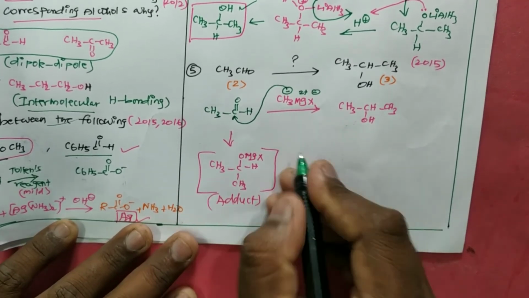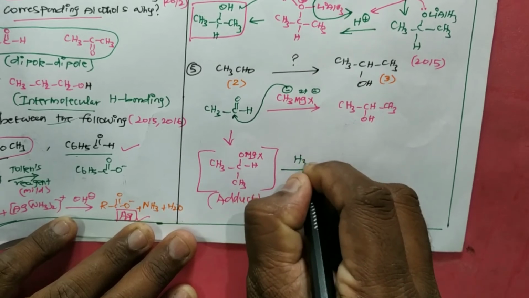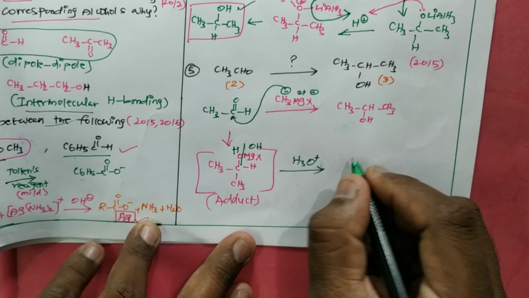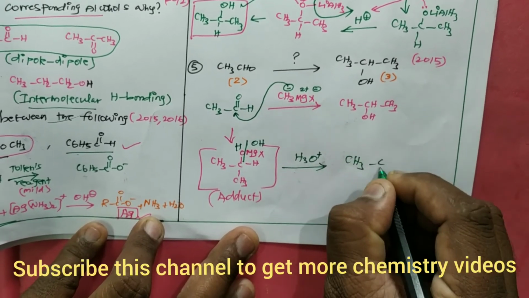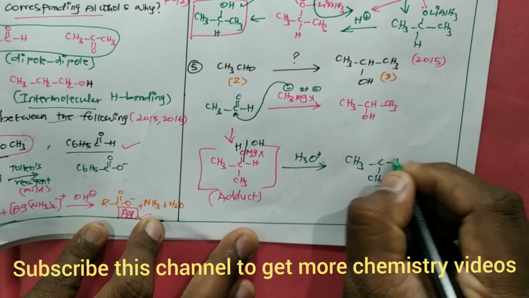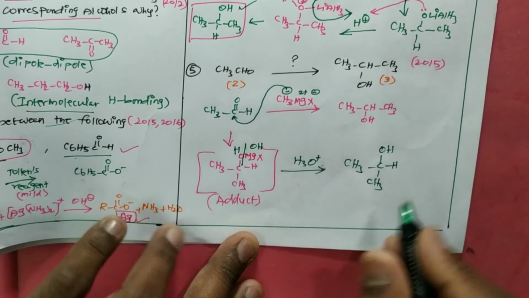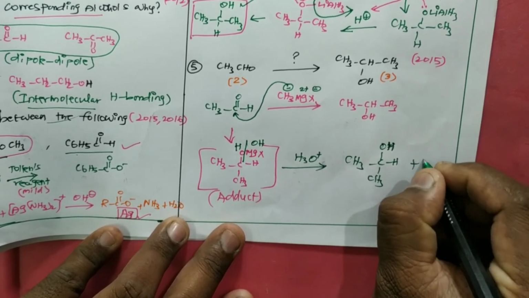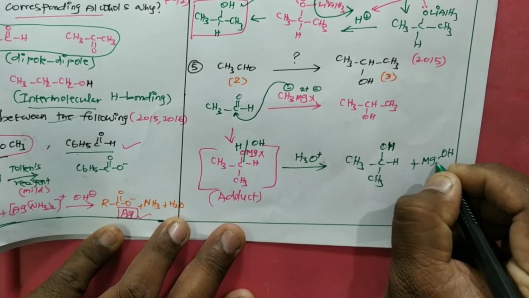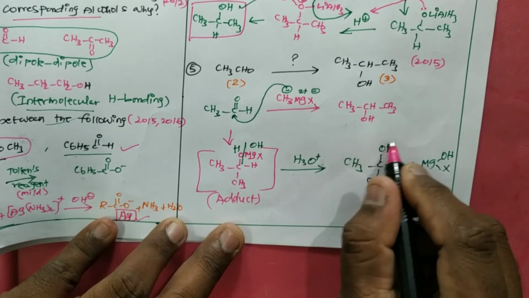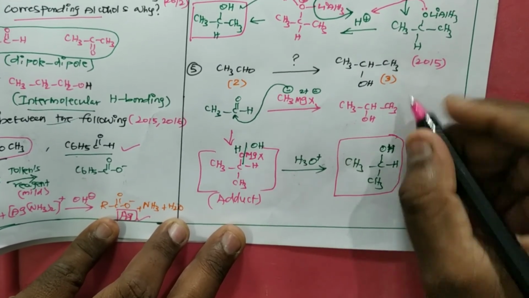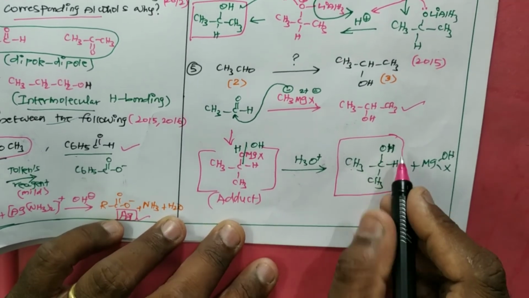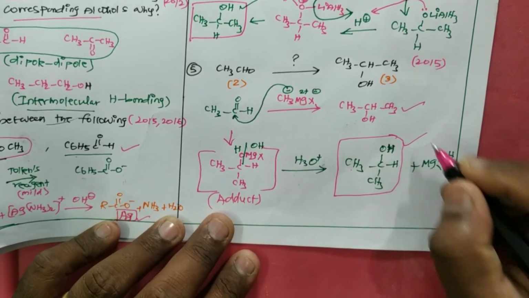This formed adduct will be hydrolyzed with H3O plus. So here it is H, here it is OH. I'll be getting a product CH3, C, CH3, H, and here it is OH. So I'll be getting a 2 degree alcohol here along with Mg, OH and X. So I'll be getting an alcohol. This is also a 2 degree alcohol. What is the product I'm getting? Total number of carbon atoms 1, 2, 3, I'll be getting 3 carbon containing alcohols.